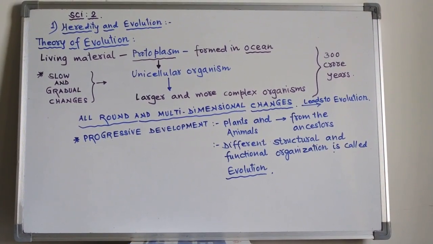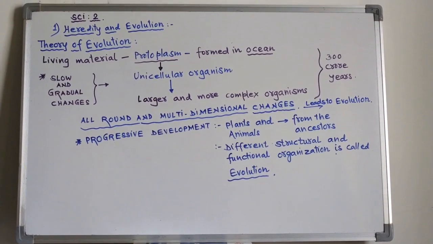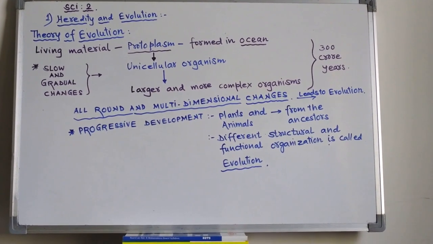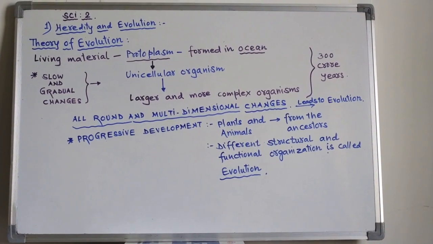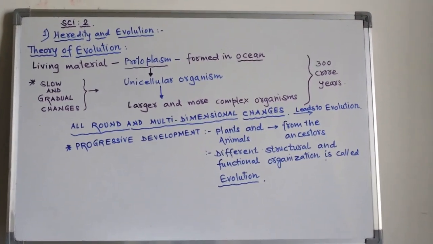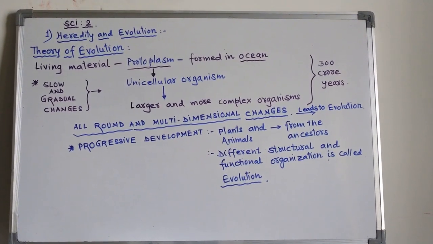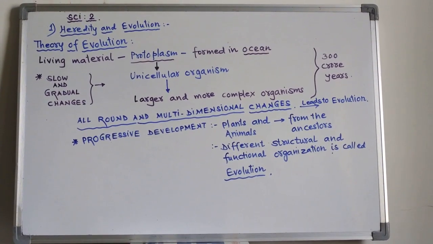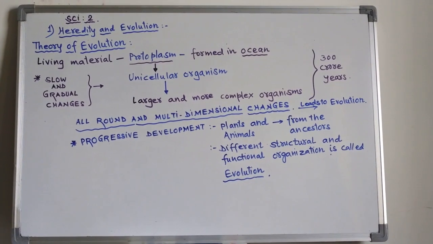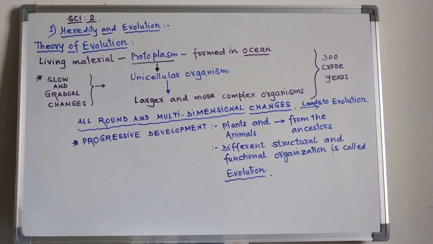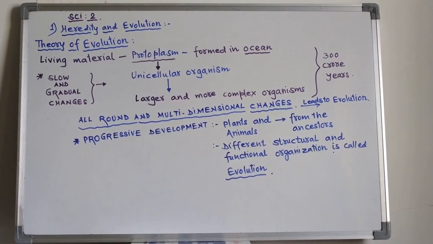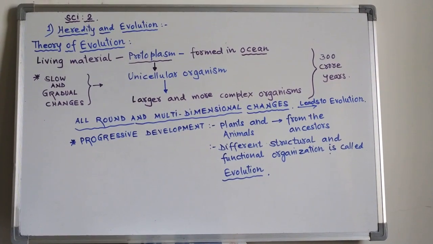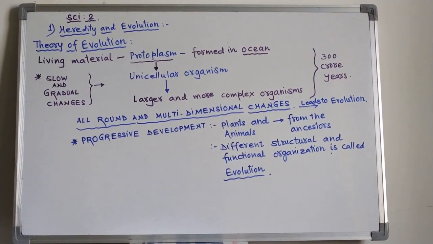During all the changes, about 350 crore years ago, changes and developments in living organisms took place, and they were all-round and multi-dimensional, and this led to the evolution of different types of organisms. Hence, the overall process is called evolution, which is the organizational or progressive development of plants and animals from ancestors having different structural and functional organization.